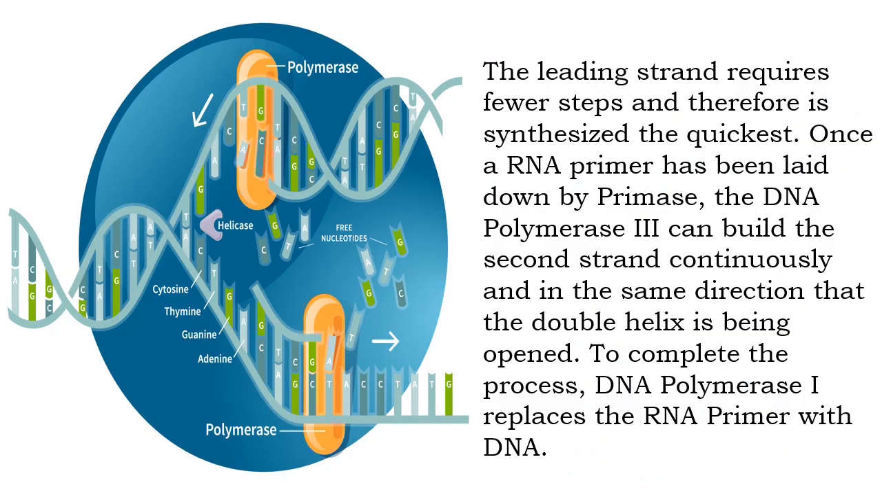The process of replication in the leading strand is quickest because it requires very few steps. Once the RNA primer is laid on by RNA primase, DNA polymerase 3 can build the second strand continuously in the same direction that the double helix is being opened. To complete the process, DNA polymerase 1 replaces the RNA primer with DNA by the action of exonuclease.